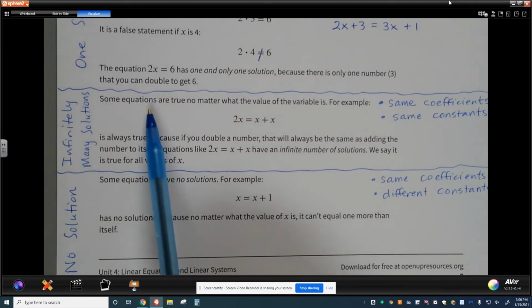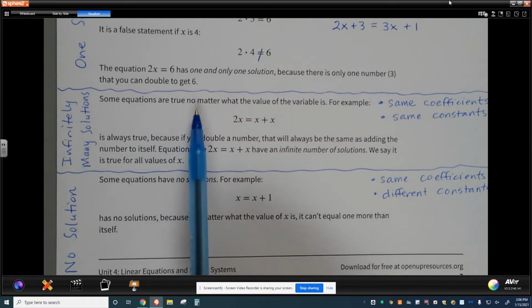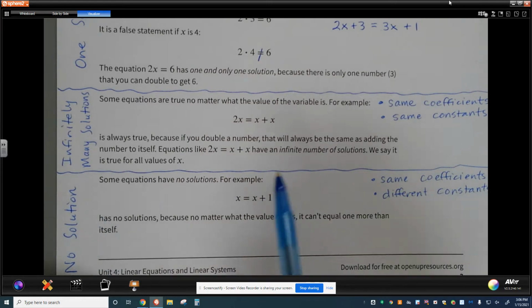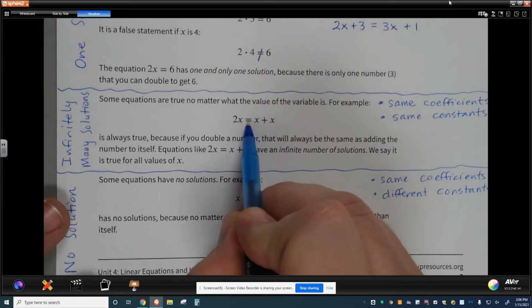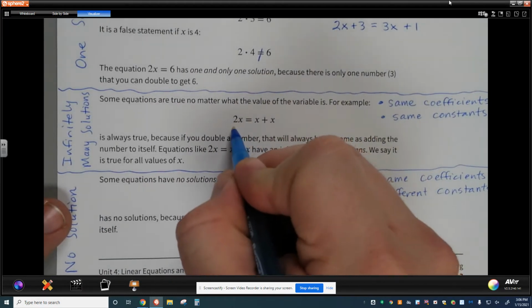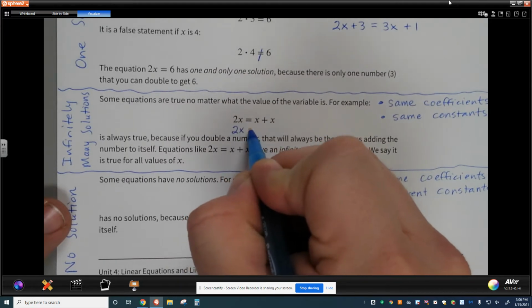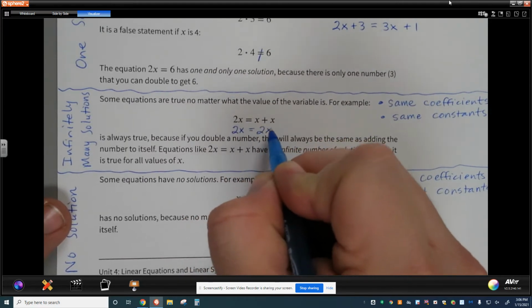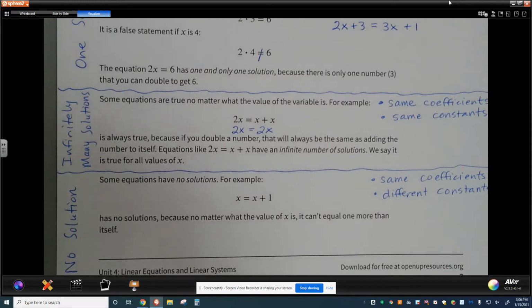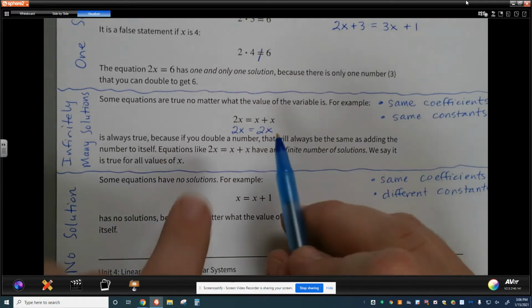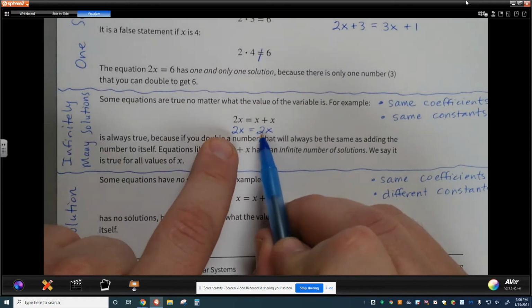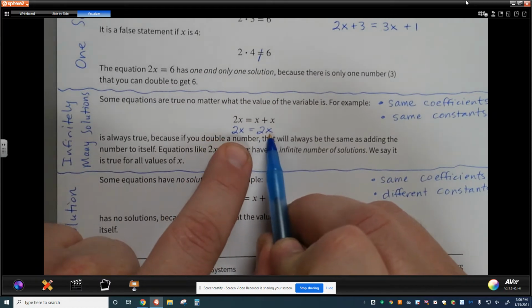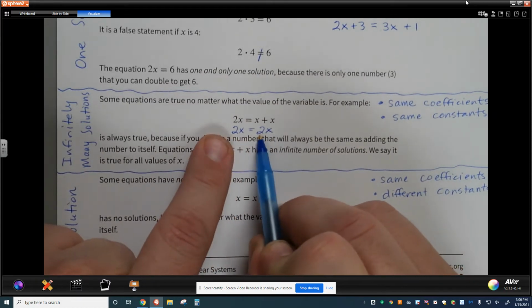The first one we talked about is that some equations are true no matter what the value of the variable is. For example, 2 times x is the same thing as x plus x. When we simplify that, that's the same thing as 2 times x, or is equal to 2 times x. They have the exact same value, which means that no matter what value we substitute for x, it will always be doubled and it will always be equal because we are always plugging in the same value in both expressions and always doubling it.